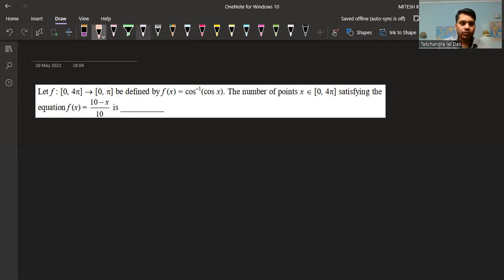So by the graphical method, we need to know the graph of f(x), and also the graph of (10 − x)/10. The graph of (10 − x)/10 is very easy, that is a straight line. But we should know the graph of cos inverse cos x also. So first of all, we'll see the function cos inverse cos x, its nature and its graph, everything. So let's discuss f(x) equal to cos inverse cos x.